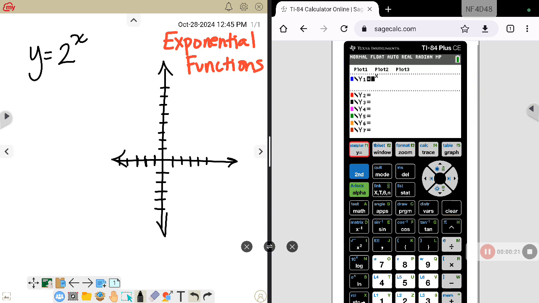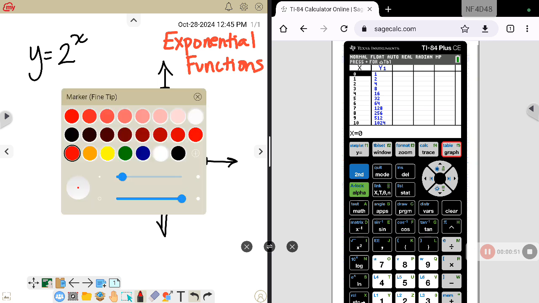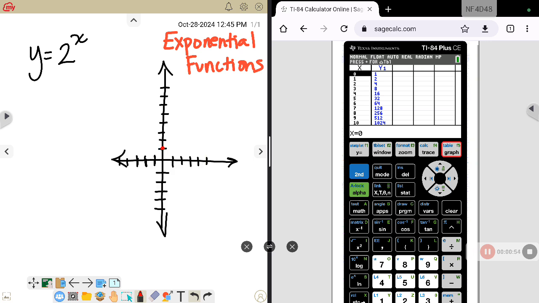So if I go to my y equals and put in 2 to the x power and graph it, this is what an exponential function looks like on the graph. Let's get a couple of points from this table. There is a point at 0, 1. So left and right 0, up 1. Another point to the right 1 and up 2 for 1, 2.